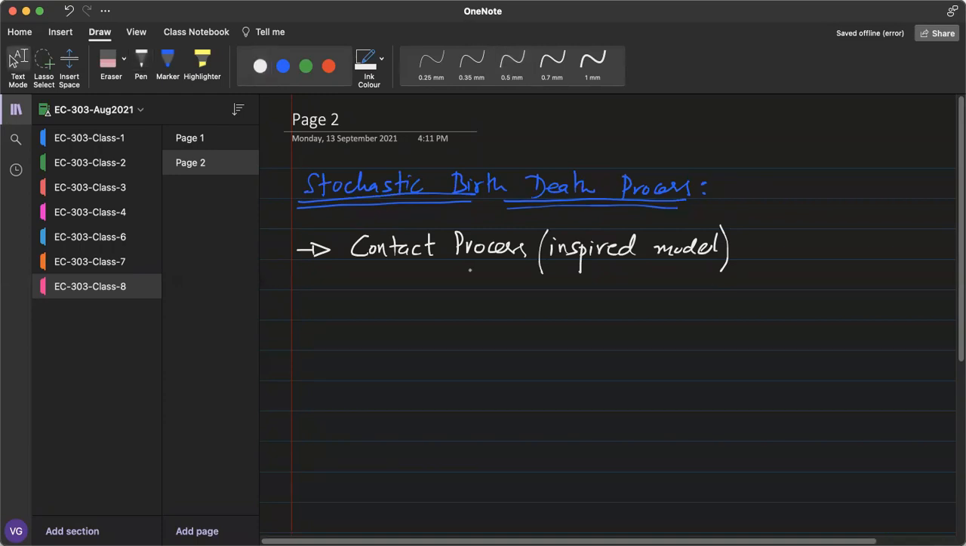So mathematically, if you work it out, the properties of the contact process and what I'm going to show today will be qualitatively similar. Some features, some numbers might be different, but broadly they are. Let's do this.